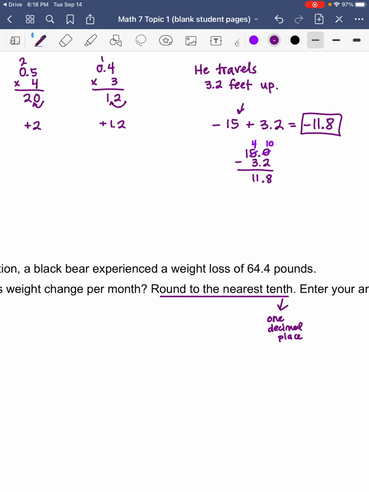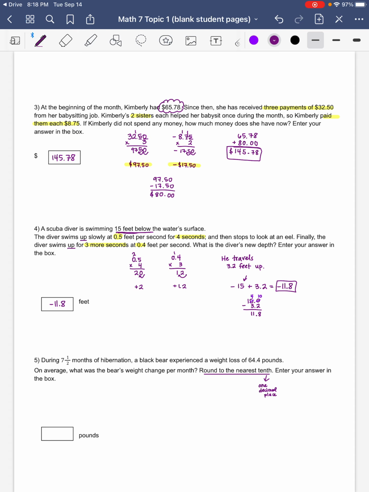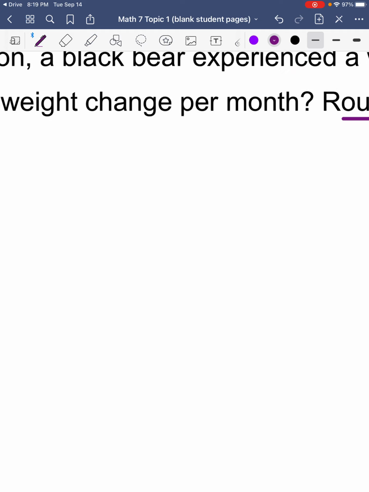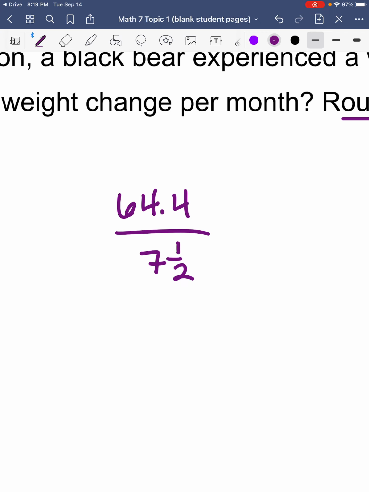Okay, so some key pieces of information here. The bear loses 64.4 pounds over 7.5 months. So how much does he lose in 1 month? So I'm going to divide here. I'm going to divide the total weight change, 64.4 divided by 7.5.